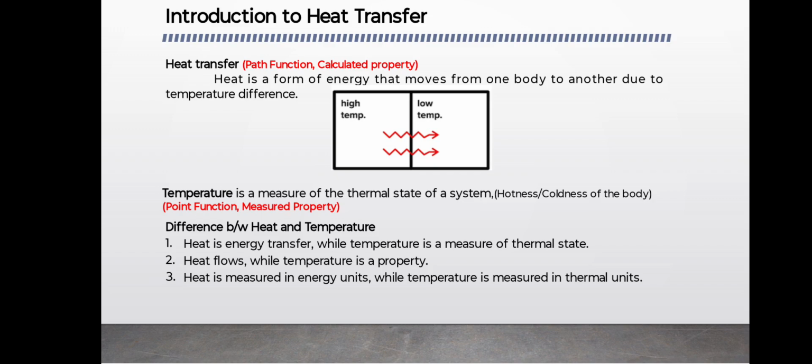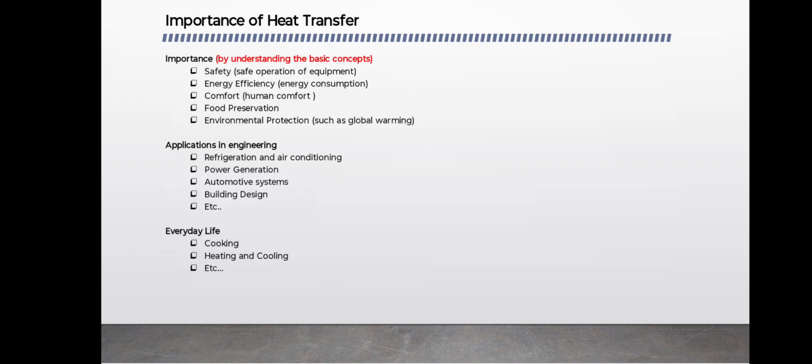Whereas heat transfer is a path function. We can say that heat transfer is a calculable property. We can calculate heat transfer with the help of some mathematical relations, whereas temperature we can measure with the help of instruments. So this is the main difference between heat and temperature.